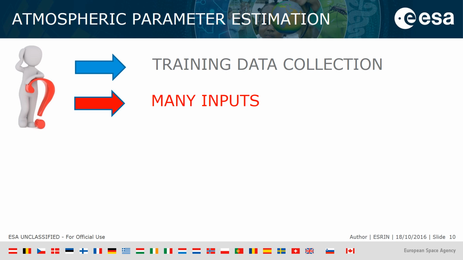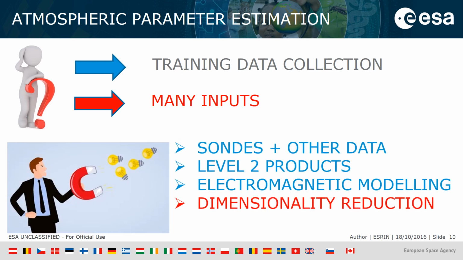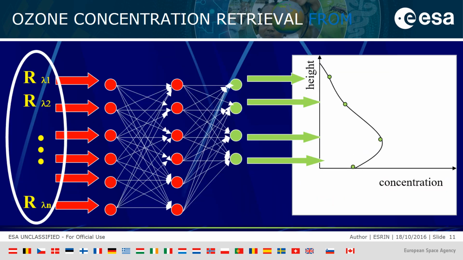In the atmospheric case, you usually have an additional issue, which is the fact that you have many, many inputs, because the spectrometers are collecting the data at thousands of wavelengths. And this, of course, has to be considered to avoid the curse of dimensionality. So besides the problem of training data collection, which can use ozonesondes or other ground truth data, level 2 products coming from other missions, or electromagnetic modeling, you also have to face this problem of dimensionality reduction. So basically, this is the basic scheme: the radiances as input and, as output, the ozone concentration, either at different levels or as an integrated value.